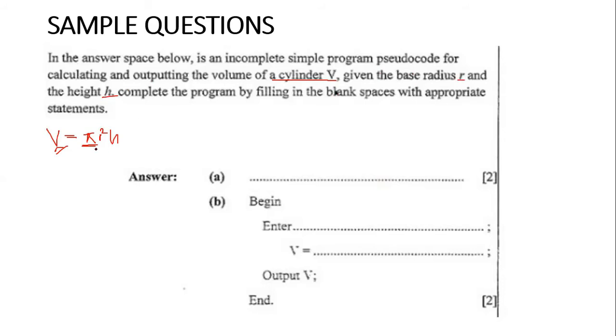And every time you're trying to sort out something, we always start with the begin. Here, they've done begin for us. Then on enter, we just have to say enter R, comma H. This is what we are entering. Then where they are saying V is equal to, we now put the whole formula: pi R squared H. And your 2 marks is that. It is that simple and straightforward.